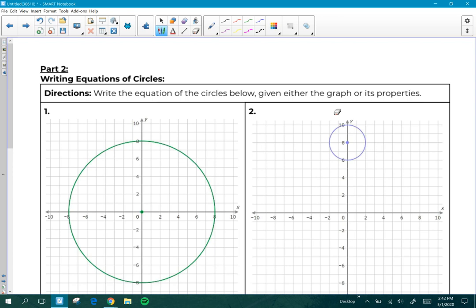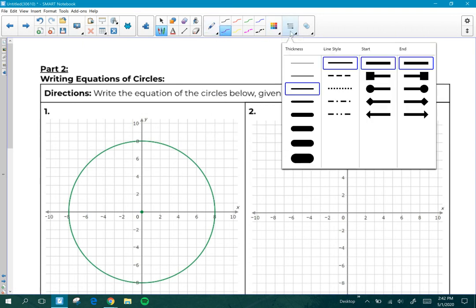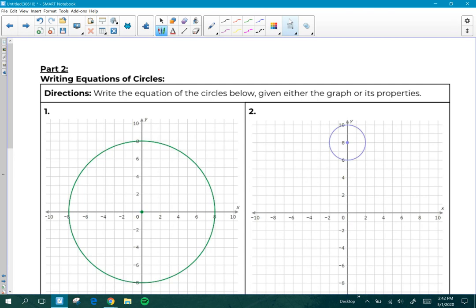Hi guys, so this is the second part of the 10.6 lesson. So we're going to be continuing with what we were talking about on Monday. Remember on Monday we were talking about equations of circles. This is the second page of the notes from Monday, so it's actually all the same packet.